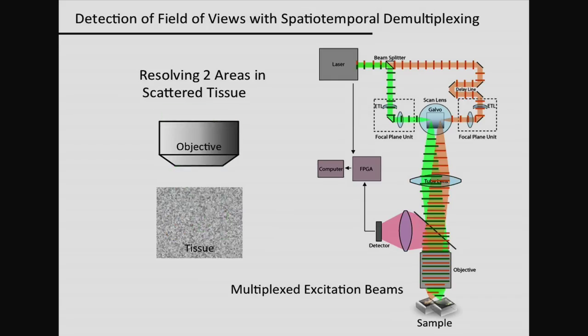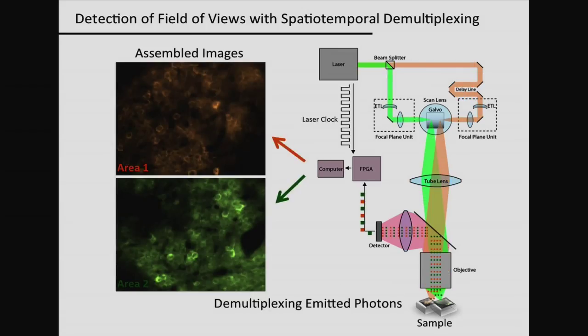The concept is that for one of the beam paths, you insert what's called a delay line, so that the laser pulses, as they travel through this light path, take a longer length to get to the sample, and as a result become delayed in time. You can set the delay line so that the pulses arriving at your sample are interleaved in time. Next slide. Such that the emitted photons you get also become interleaved in time, and if you synchronize the photons that you're collecting on the detector with the laser clock, then using FPGA programs or software, you can properly assign the photons to the correct areas that you're imaging.